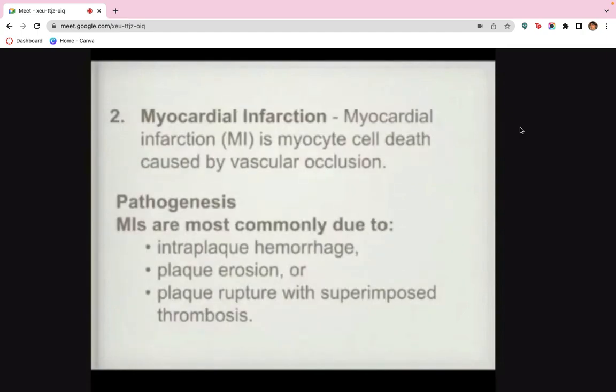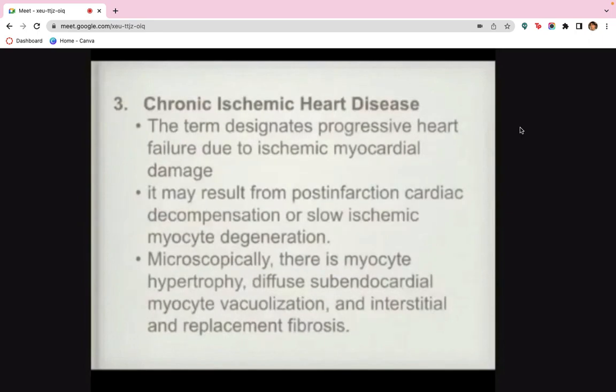Next, we have your MI or myocardial infarction, wherein myocyte cell death is caused by vascular occlusion. We have chronic ischemic heart disease, which is a progressive heart failure due to ischemic myocardial damage. It may result from post-infarction cardiac decompensation or slow ischemic myocyte degeneration. Microscopically, there is myocyte hypertrophy, diffuse subendocardial myocyte vacuolization, and interstitial and replacement fibrosis.